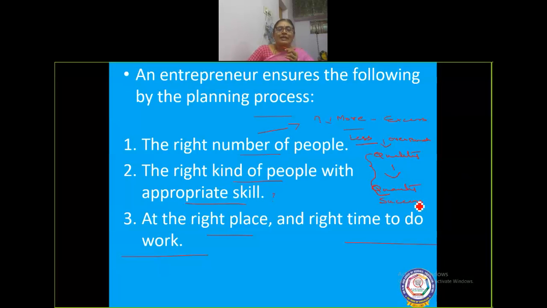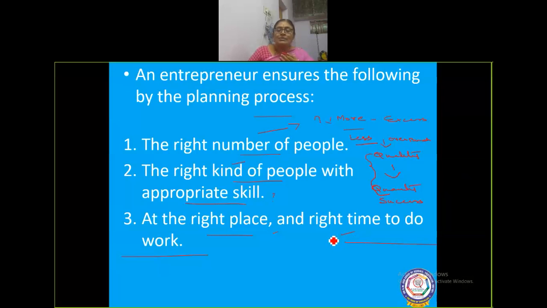Fine. So the right number, the right kind. Kind means what? They should have the proper skill, qualification, and all that they require for that particular type of job. The right place and the right time. So you should anticipate your future projects.